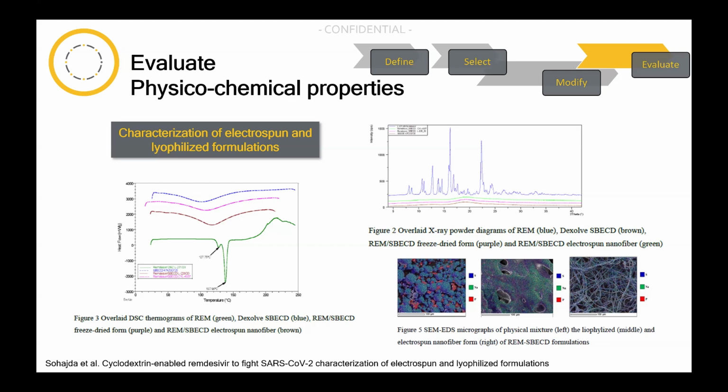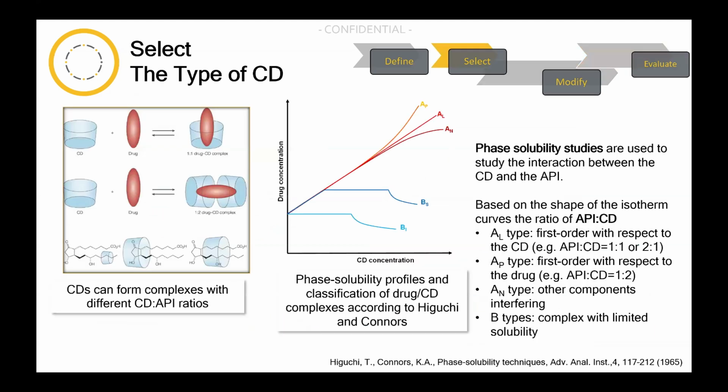an amorphous system. Also in the second figure, with the X-ray diffractograms, you can see that the crystalline peaks of the API can be decreased or even diminished, and with different types of other physical-chemical evaluation, you can characterize these products.